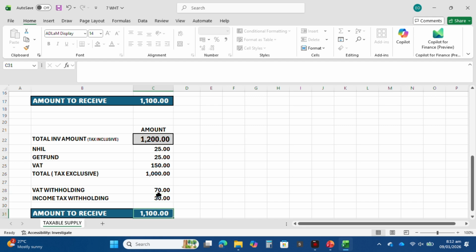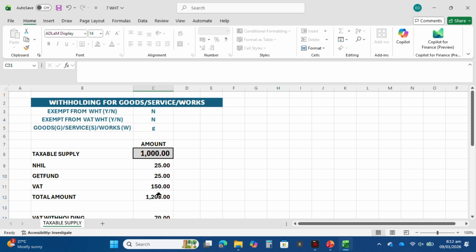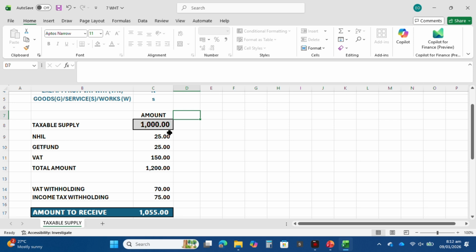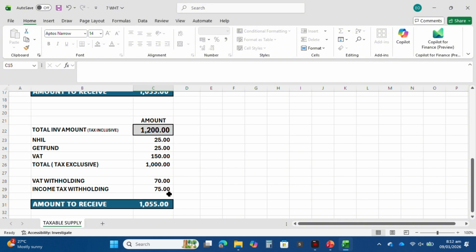So assuming this is a service. So let's say I went to fix some AC for Stanbic Bank, or I went to maybe do some cleaning for them or something. If that was a service, just type S here. So that will not change the VAT withholding. It will only change the income tax withholding. You understand? So the VAT withholding is 7%, whether it's service, goods, or whatever, once it's a taxable supply. You get it? So we only change this, just as it is here. So you are paid 1,055 each for service.